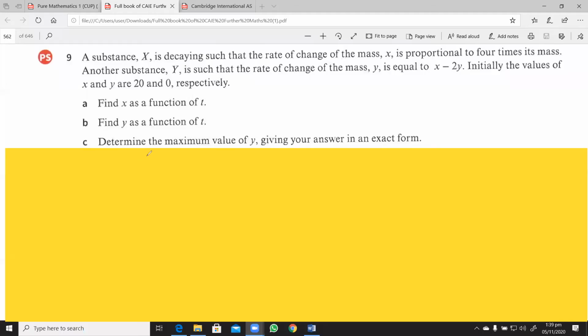Okay, let's start this question. So I'm just going to do this again. The substance is decaying, so when it is decaying, that means we have to consider the minus sign. The rate of change of the mass means dx by dt. And we have just seen that there should be the equal thing over here. So that is equal to minus 4 times its mass.